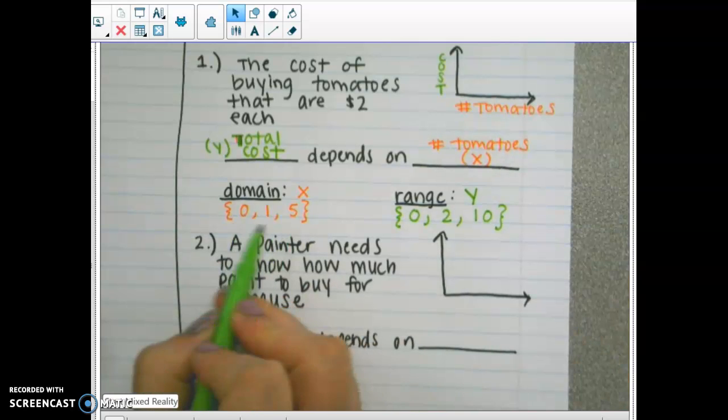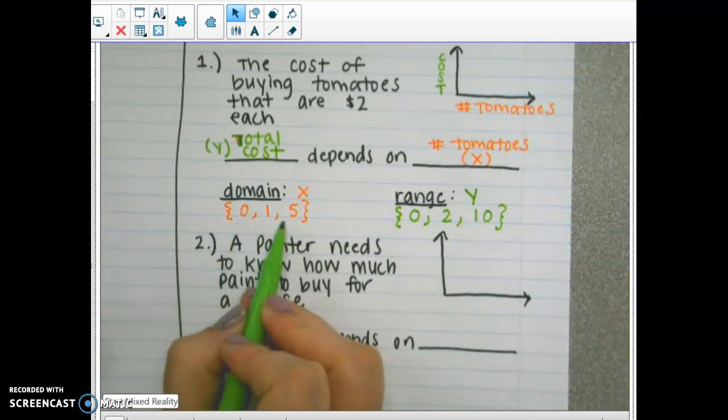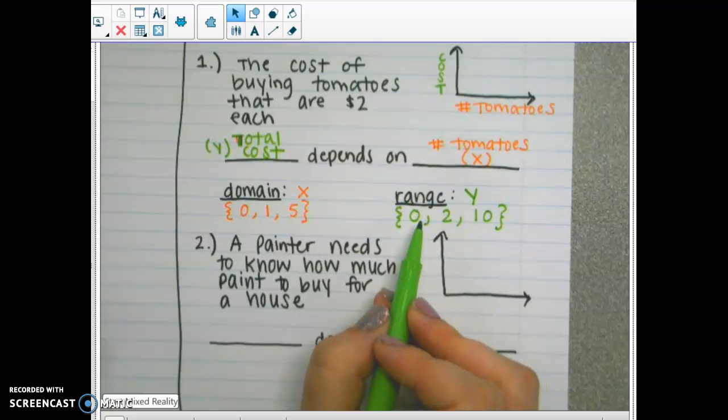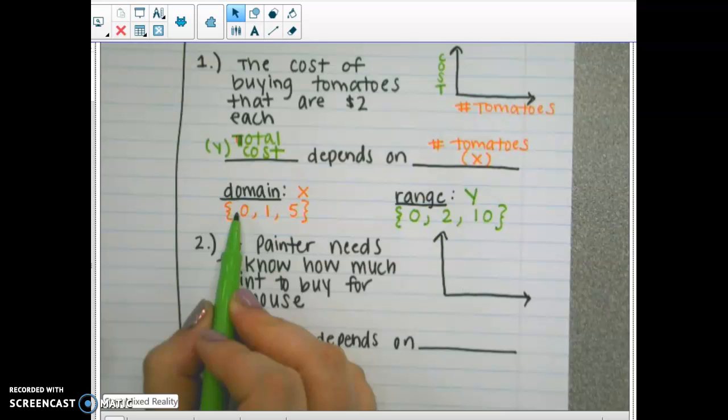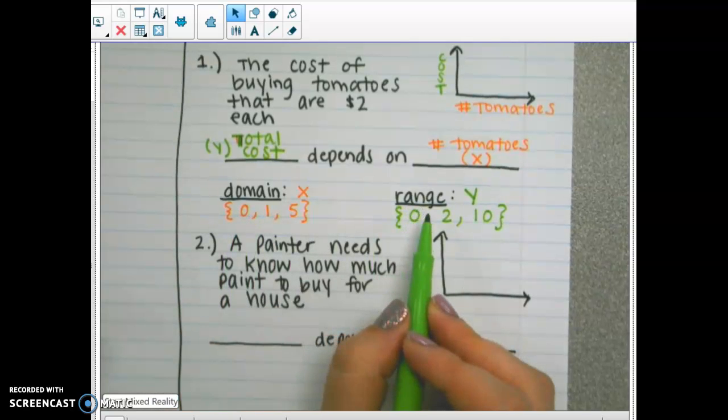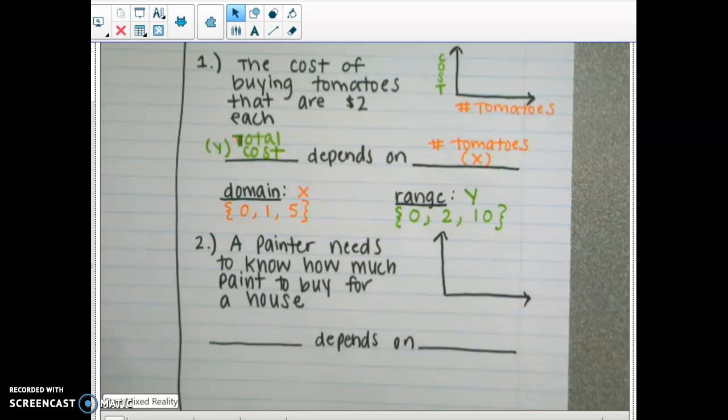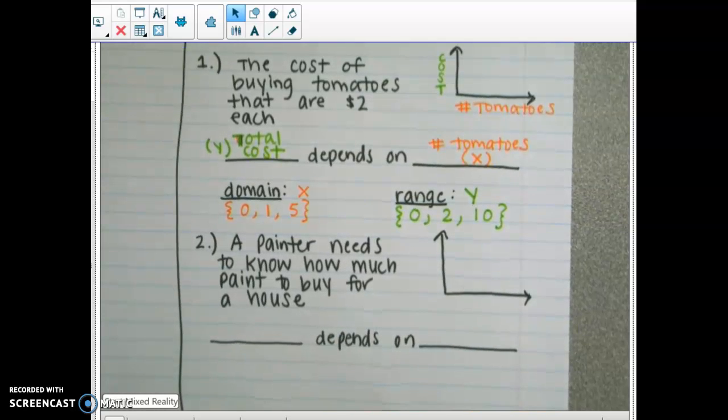So your domain is what you could use for your X, and range, they have to match. So you shouldn't just be making up random numbers. You should think about, all right, if I plug this into the story, what would my outcome be? What is my output?